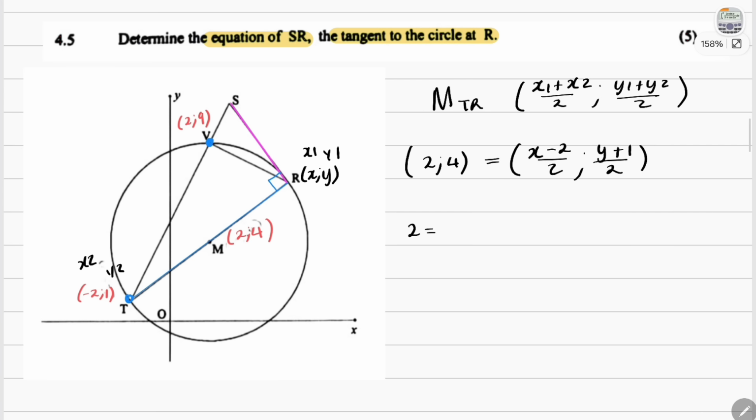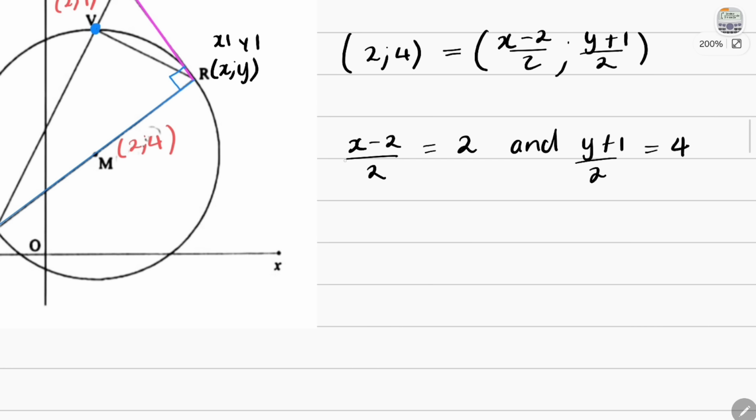So we're just going to say, let's start here, X minus 2 over 2. That X value is equal to this X value of 2. And then this Y plus 1 over 2, that Y value is equal to this Y value of 4. And then solve for X and Y. I'll multiply both sides here by 2, just to get rid of the 2 in the denominator. Then we have X minus 2 is equal to 4. Therefore, X is equal to 4, and then that 2 comes over to become positive 2, and we have 6 there.